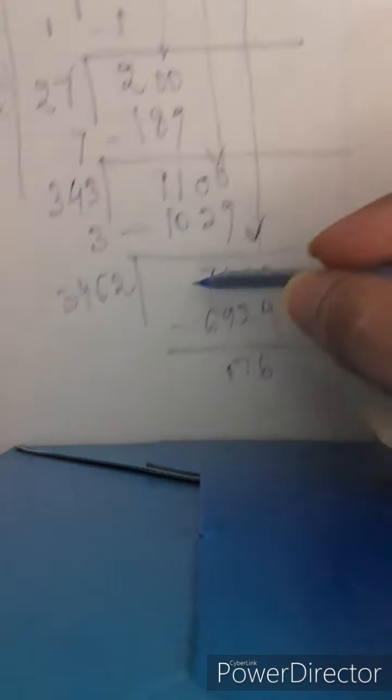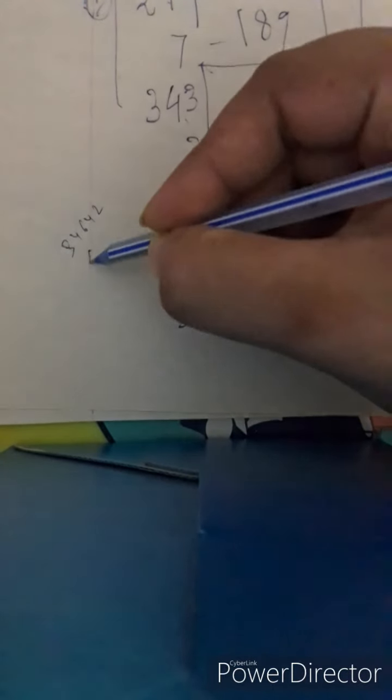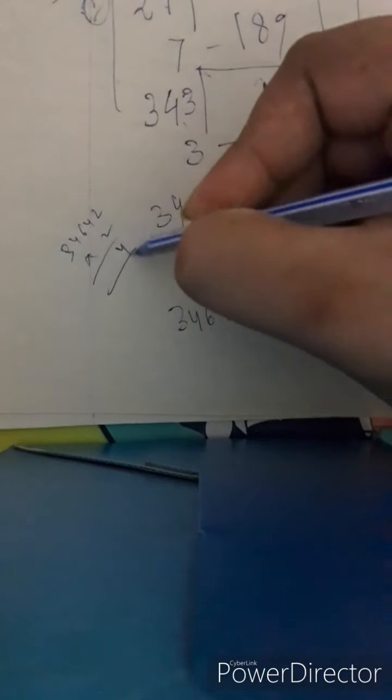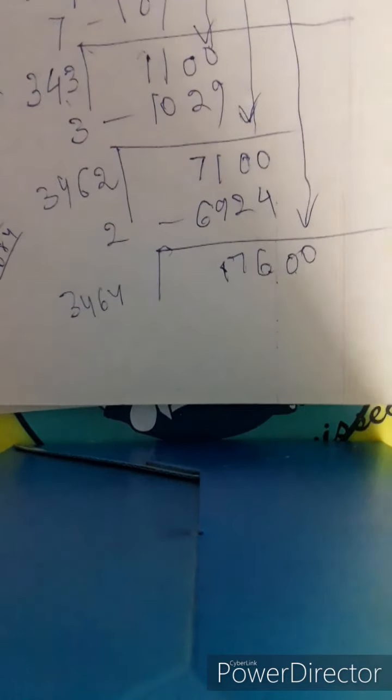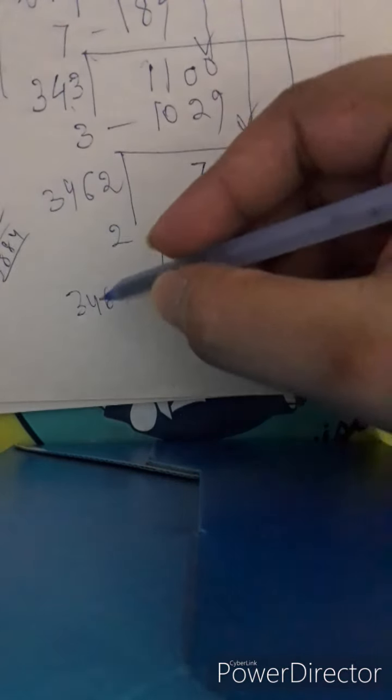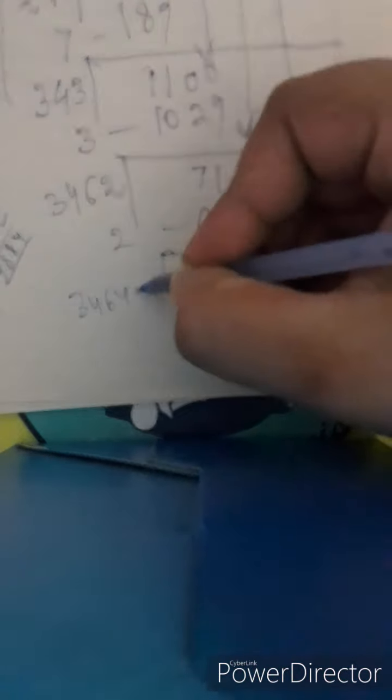Now you see 3464 into 2, it becomes very big, so this cannot be done. Now what to do here? We'll just add 0 here, and bring down this last 00.